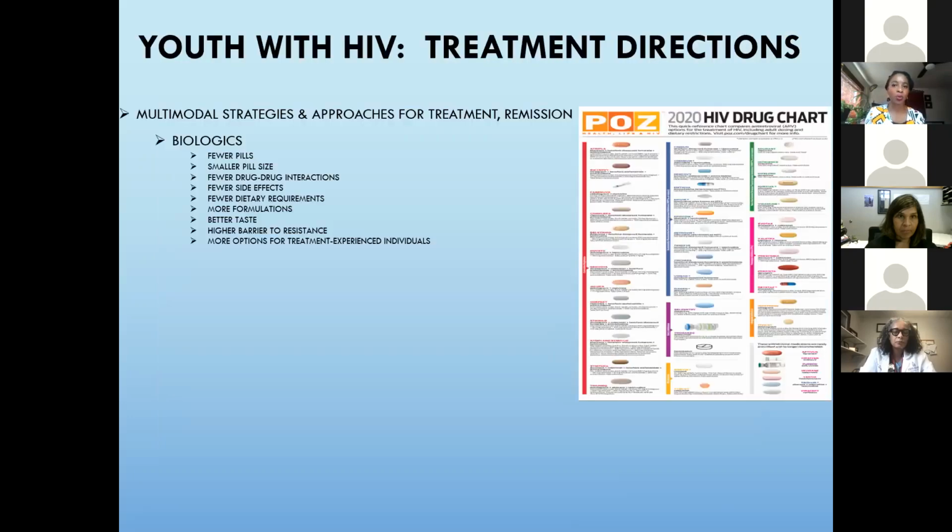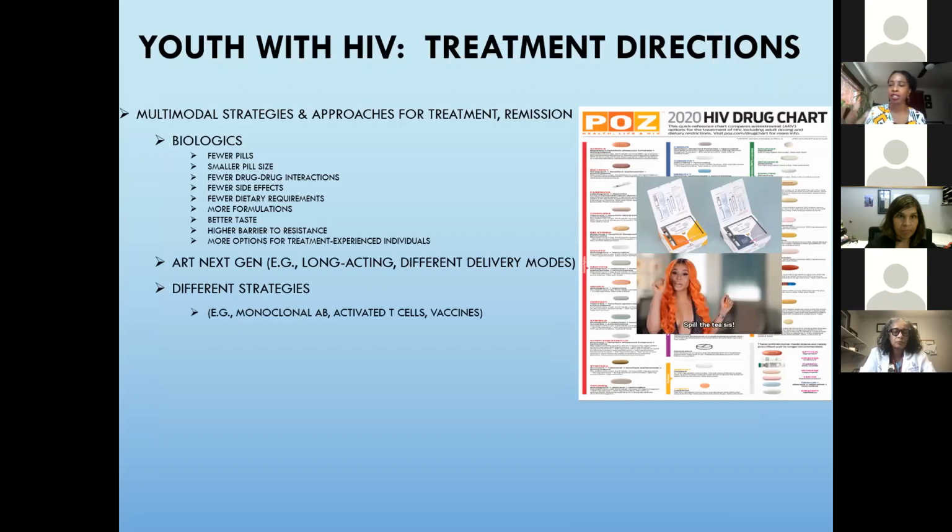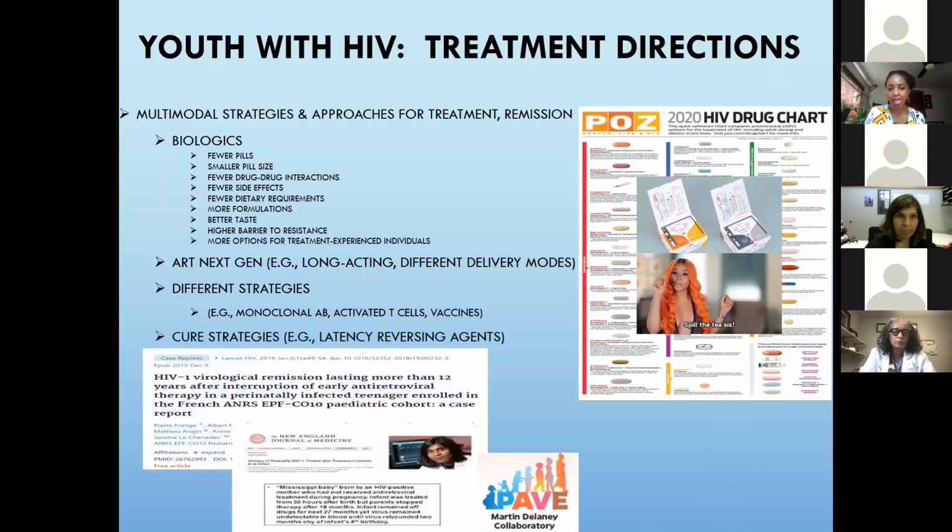So youth with HIV, in terms of treatment directions, we really need to be thinking multimodal strategies and approaches for treatment and remission. So in terms of the biologics, fewer pills, smaller pill size, fewer drug interactions, better tasting, more options. But ART next generation, long-acting, different delivery modes, talked about Cabenuva, but again, for non-adherent youth, important. But then other strategies, monoclonal antibodies, activated T cells, vaccines, expanding the armamentarium, but not forgetting to include youth as part of the conversation. And then in terms of cure, latency reversing agents, et cetera.